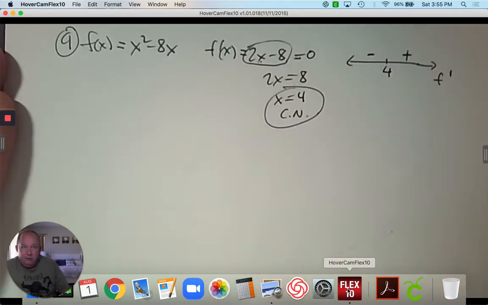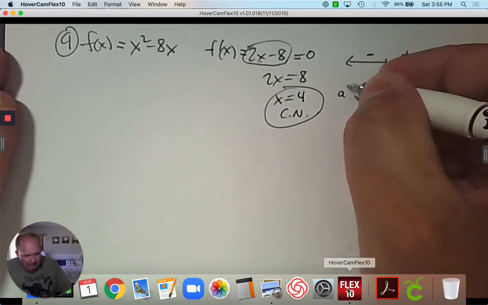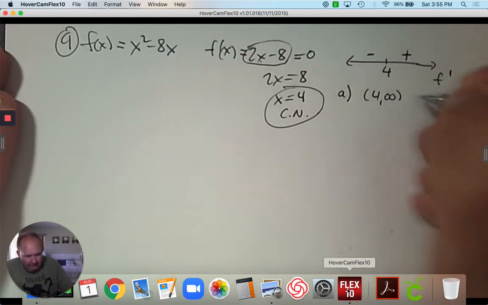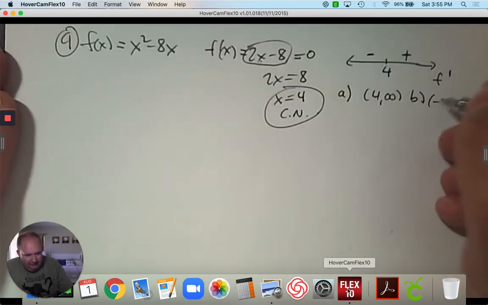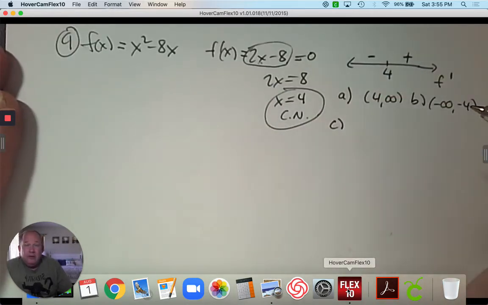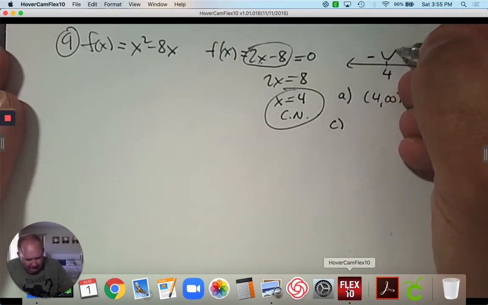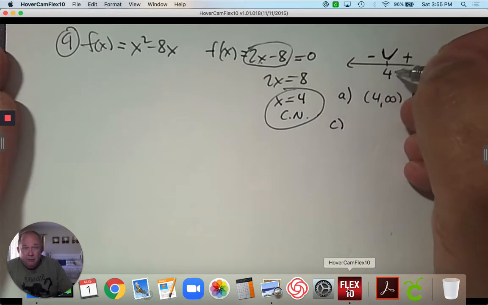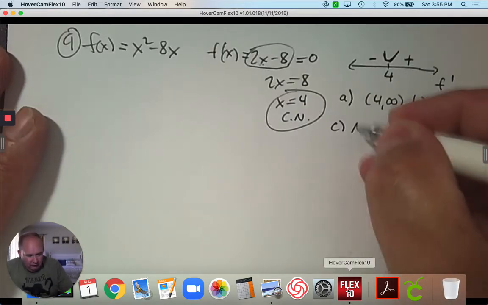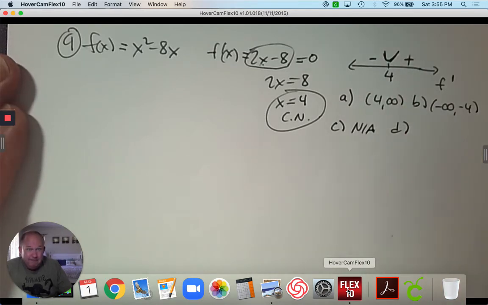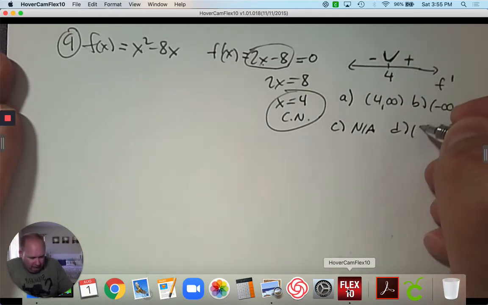Now we can answer the questions we need to answer. So part A says, where is it increasing? And the answer is 4 to infinity. Where is it decreasing? From negative infinity to 4. Where is the local maximum? Well, at 4, we decrease and then increase. So at 4, does it create a maximum? No. So there is no maximum. In this case, there's only a minimum. And the minimum is when x equals 4.